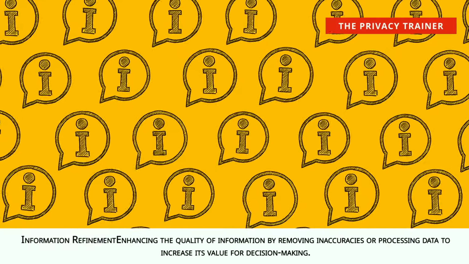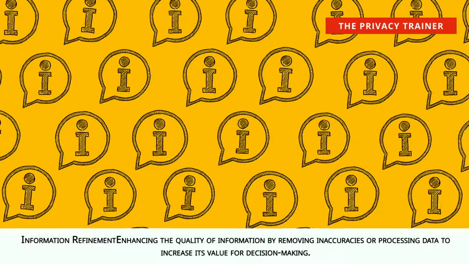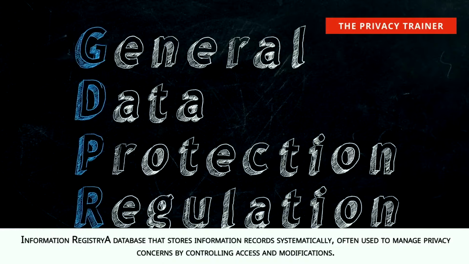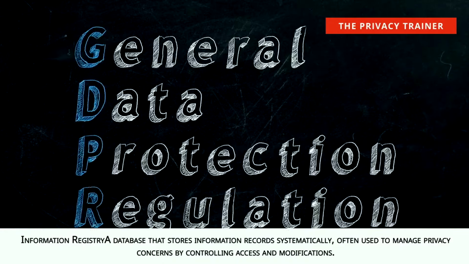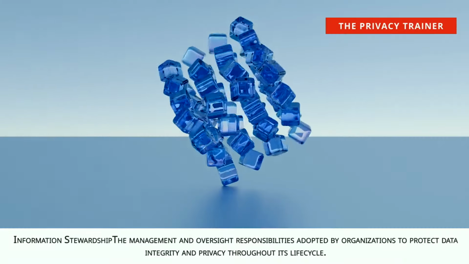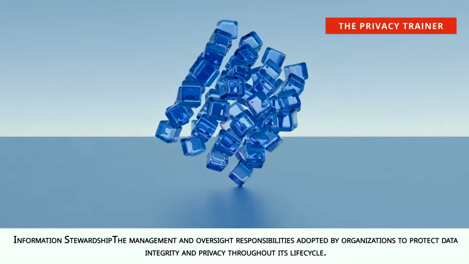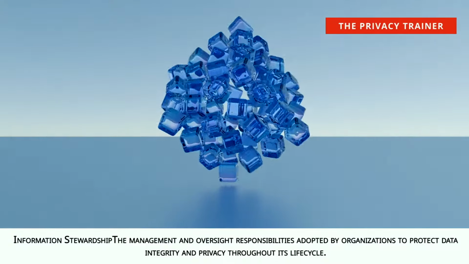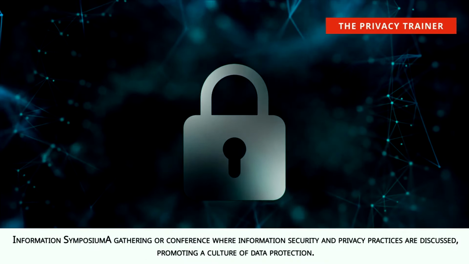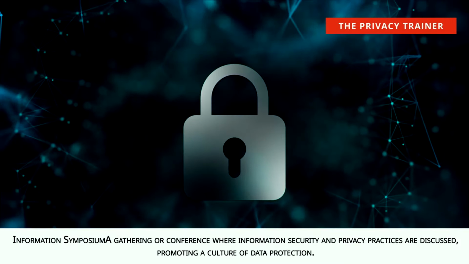Information refinement, enhancing the quality of information by removing inaccuracies or processing data to increase its value for decision-making. Information registry, a database that stores information records systematically, often used to manage privacy concerns by controlling access and modifications. Information stewardship, the management and oversight responsibilities adopted by organizations to protect data integrity and privacy throughout its lifecycle. Information symposium, a gathering or conference where information security and privacy practices are discussed, promoting a culture of data protection.